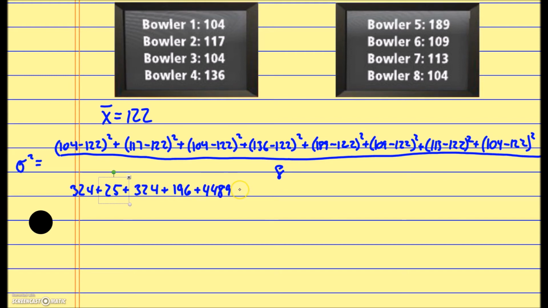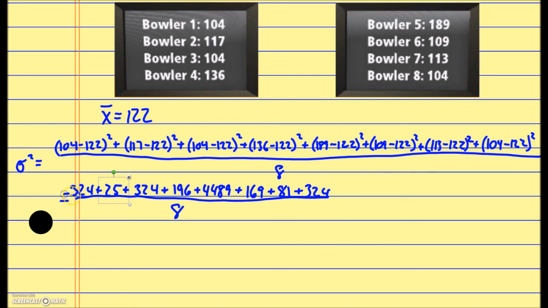So again, I'm just working each of these out. The next one, 109 minus the 122 is a -13 squared, which is a 169. The next one, the 113, that's a -9 squared, which is 81. And then the last one, once again, we have that 324, because it's still the 104 minus the 122 squared. Again, it's all divided by the 8.